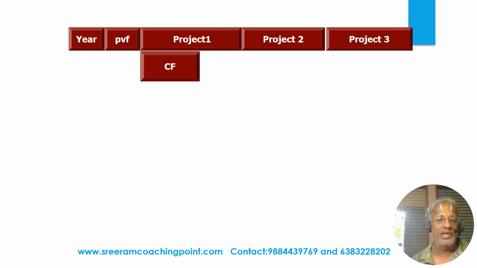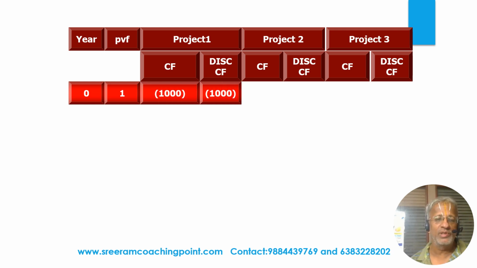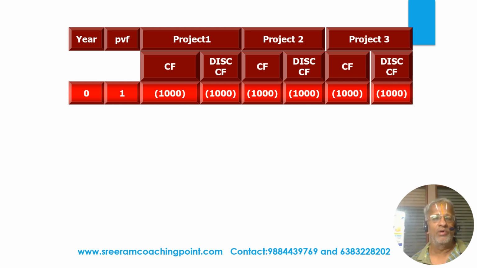Now let us take up the cash flow and the discounted cash flow for each one of those projects. Let us take up year 0. Year 0 would mean the time at which investment has got to be made, and our PV factor, whatever may be the rate, in this particular case 10%, but whatever may be the cost of capital, for year 0 it is going to be 1. Cash flow is 1000 and that is going to be 1000. The same thing is extended for all the 3 projects. I hope that this is not a difficult one.